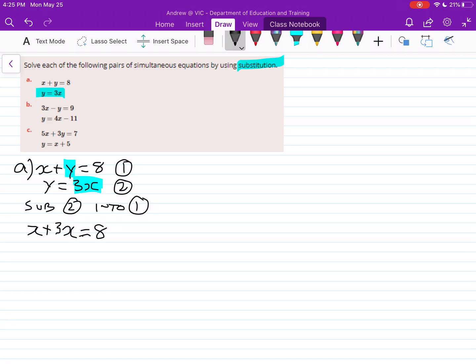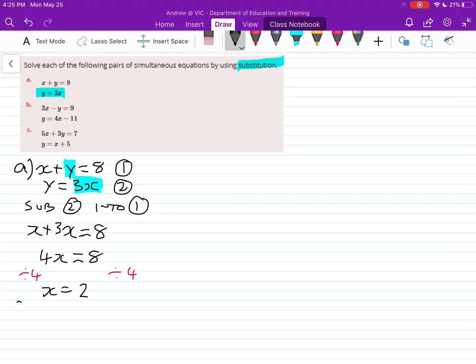We need to collect like terms, x plus 3x, so 1x plus 3x is 4x, is equal to 8. And now we need to get x by itself. So 4 times x, we need to divide by 4. Divide by 4. So x is going to equal 2. Now we have a value for x is equal to 2.